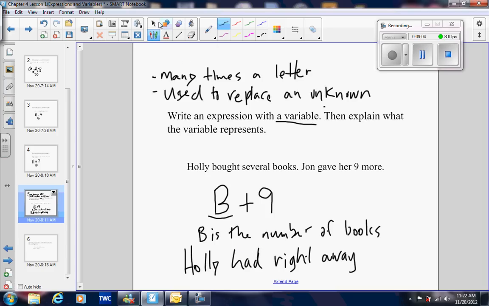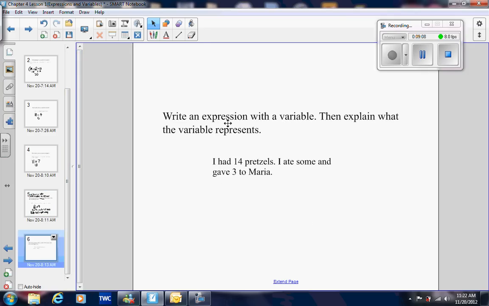I would like you to try this. Write an expression with the variable, then explain what the variable represents. I would like you to pause right now. I'd like you to read this problem. I'd like you to write down what you would write for the expression, and then compare it with how I do it later.